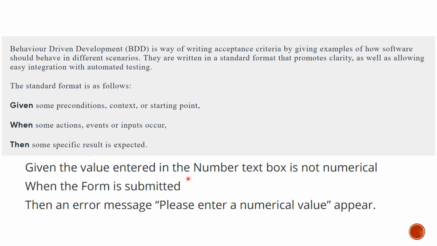You are adding given the situation, right? Given the conditions. What is the condition? If somebody is typing some value which is not numerical in that box, that is a condition. When the form is submitted, when the person is clicking the submit, then what should happen? Some specific result is expected, right? Then an error message saying that please enter a numerical value or something. As simple as that, right? Very, very simply written BDD, used as acceptance criteria.